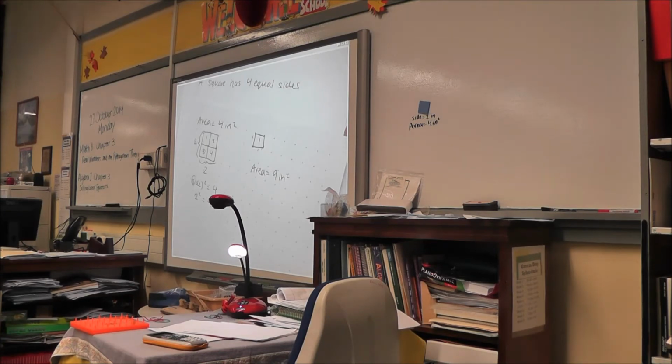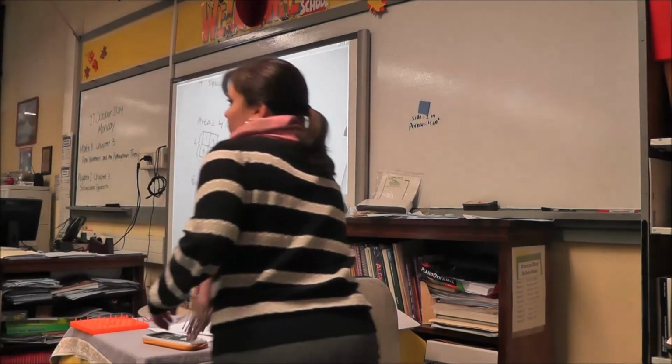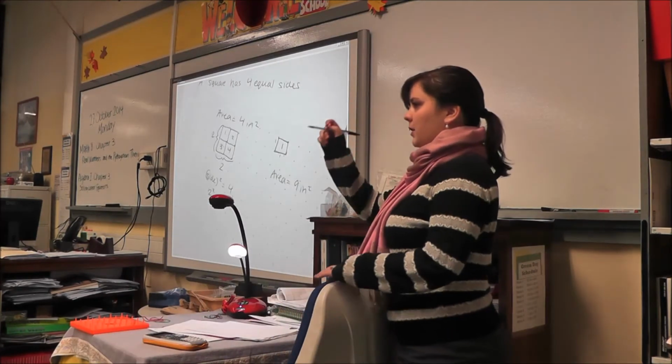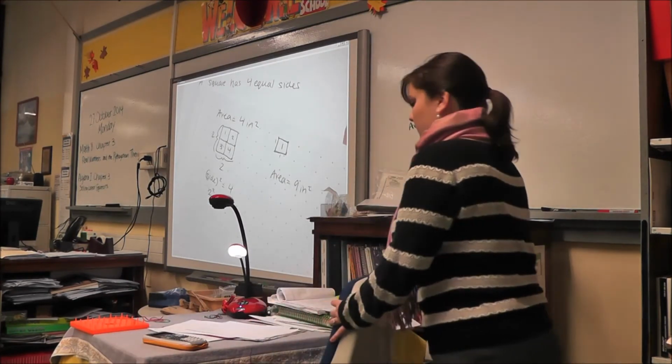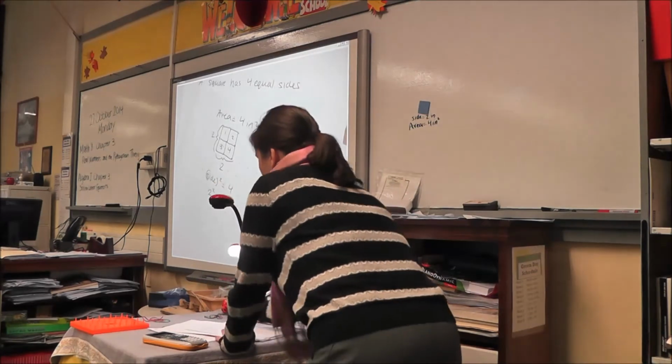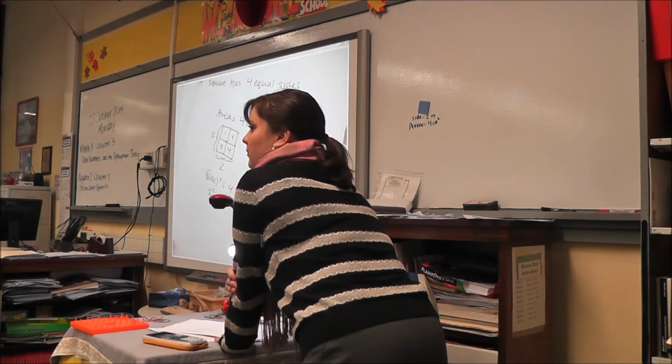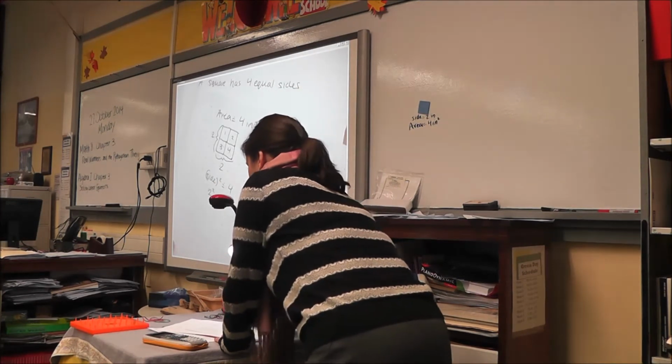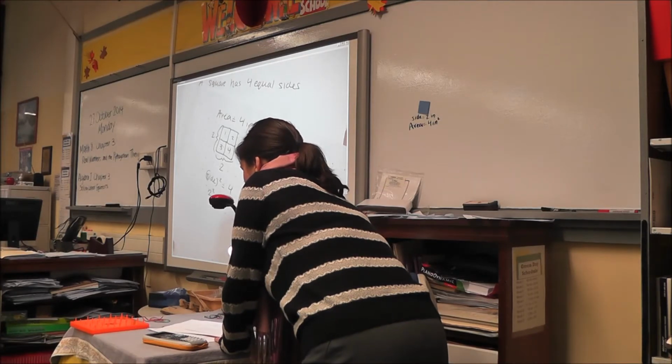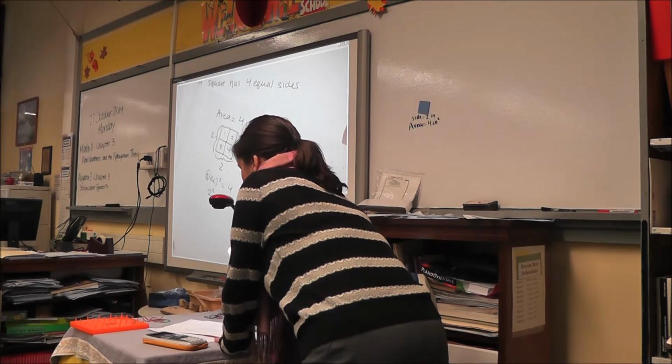Okay, Mia, what am I going to do to create a square that has an area of 9 inches squared? What did you do? I did 3. Okay, so you did 9 little boxes and you put 3 across, right? Yeah. And then 3 down because they need to be equal length.